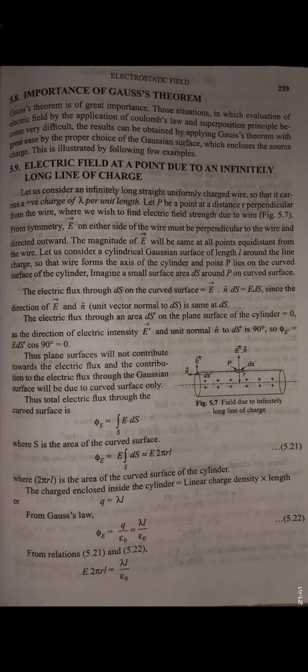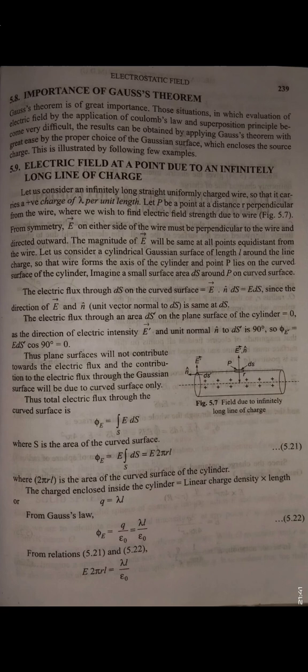The electric flux through an area dS on the plane surface of the cylinder is equal to 0 as the direction of electric intensity E′ vector and unit normal n̂ to dS is 90 degrees. So φ = E dS cos 90° = 0. Thus, plane surfaces will not contribute towards the electric flux, and the contribution to the electric flux through the Gaussian surface will be due to the curved surface only.